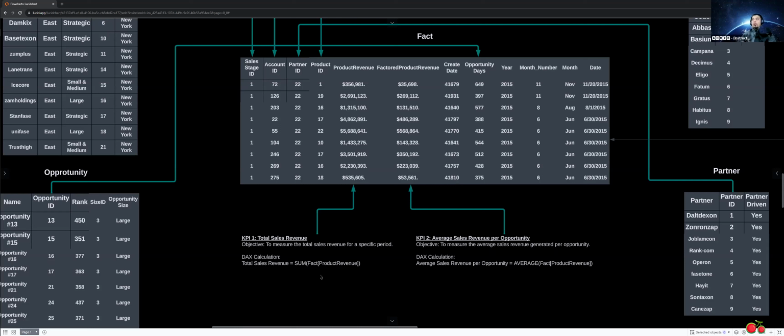Now, again, here there's another KPI, right? Which is average sales revenue per opportunity. And there we go, this is the DAX. It will be very easy to find the DAX, but the hard part is understanding what the objective is. I want to measure the average sales revenue generated per opportunity. Once I have these KPIs in my Power BI, then I can just plug and play in my visuals.